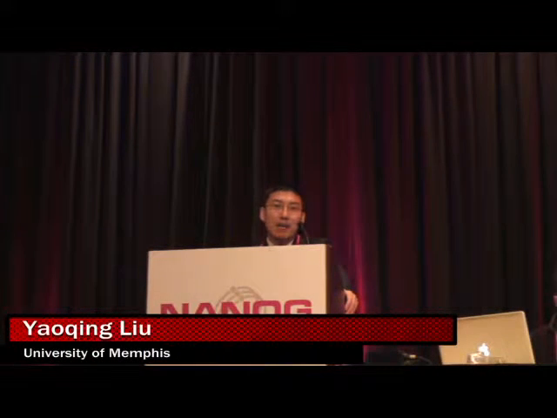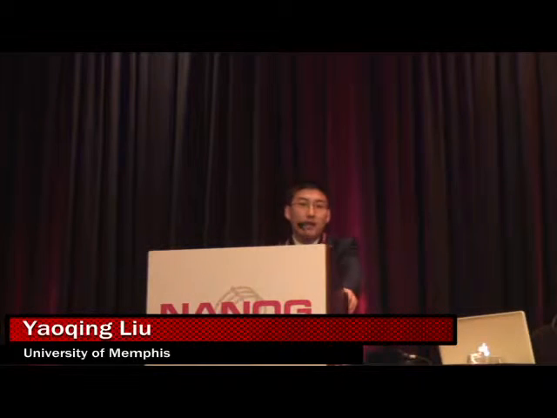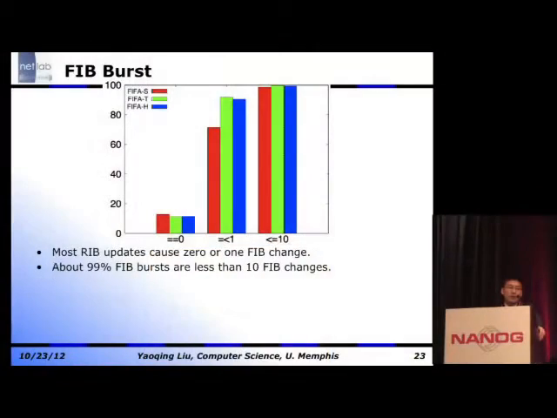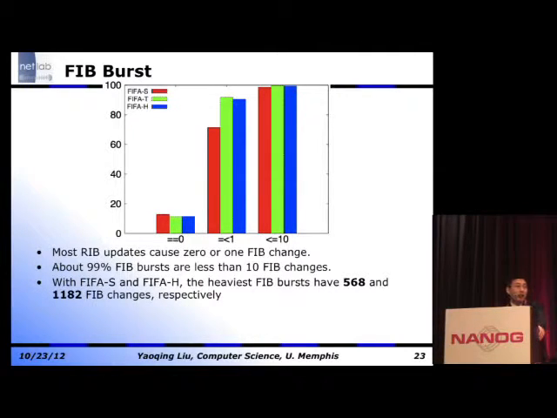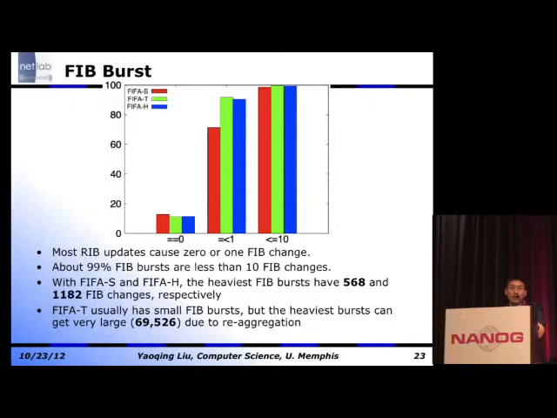So the last one is the FIB burst. From the less than or equal to one category, you can see most RIB updates actually cause zero or one FIB changes. And about 99% of the RIB updates cause less than 10 FIB changes, in the less than or equal to 10 category. We also observe that in FIFA-S and H, the heaviest FIB burst is about 500 and 1100 FIB changes, respectively. And for FIFA-T, the FIB burst is usually very small, but it could be very large because of the reaggregation. So you can pick the one that fits you.